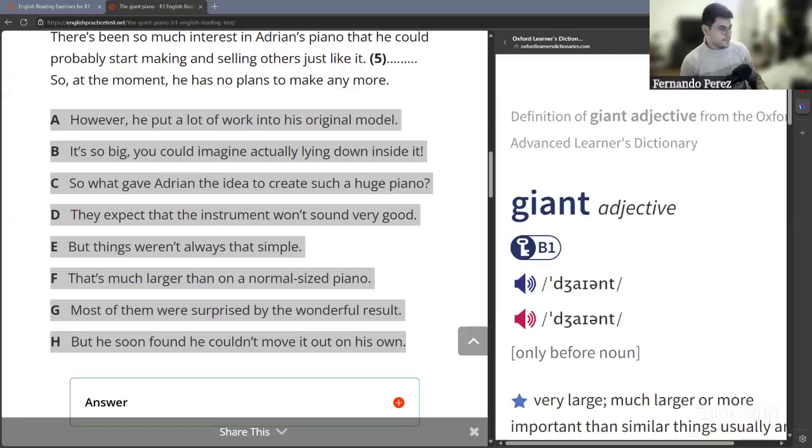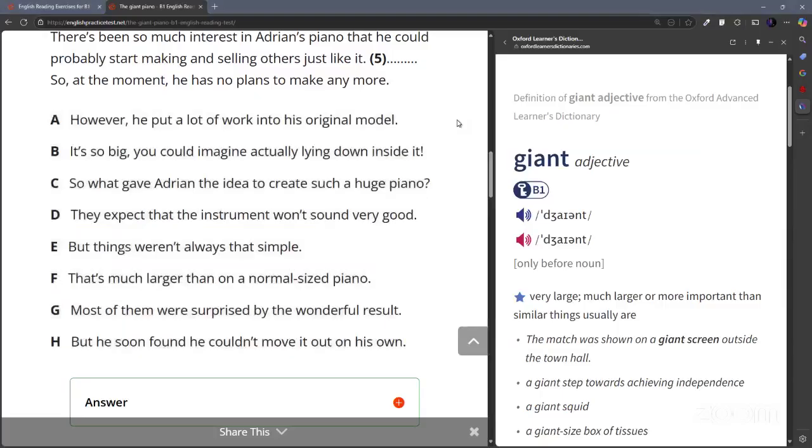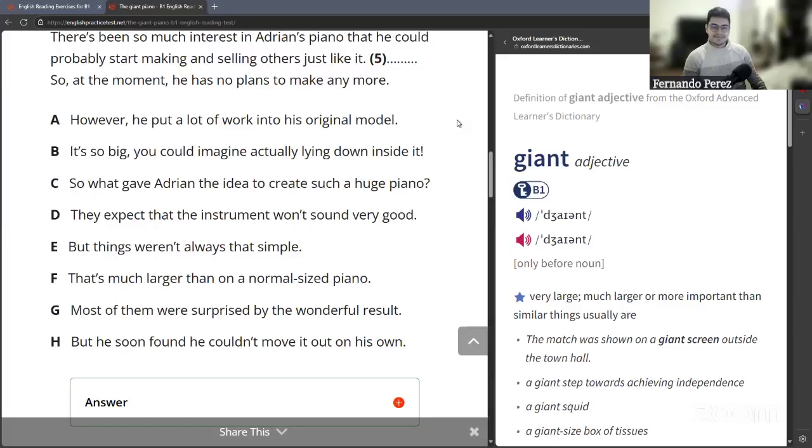Difficult or easy? I remember that we look for, for example, the sentences or a noun, like keywords. Yeah, keywords. Keywords, something that can connect one thing to the other.